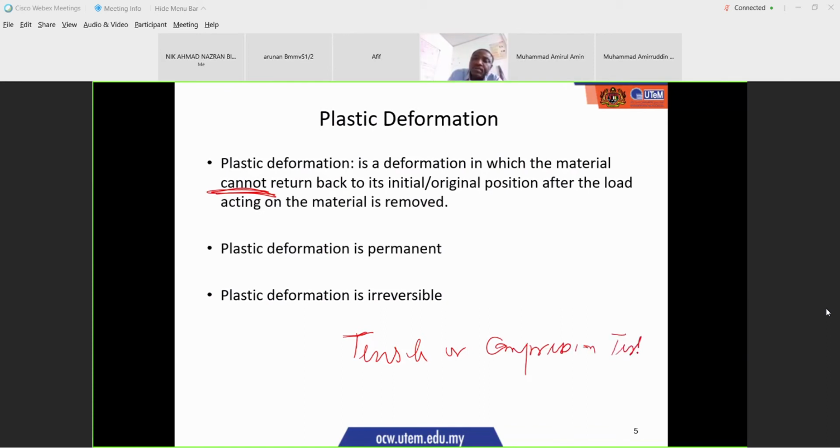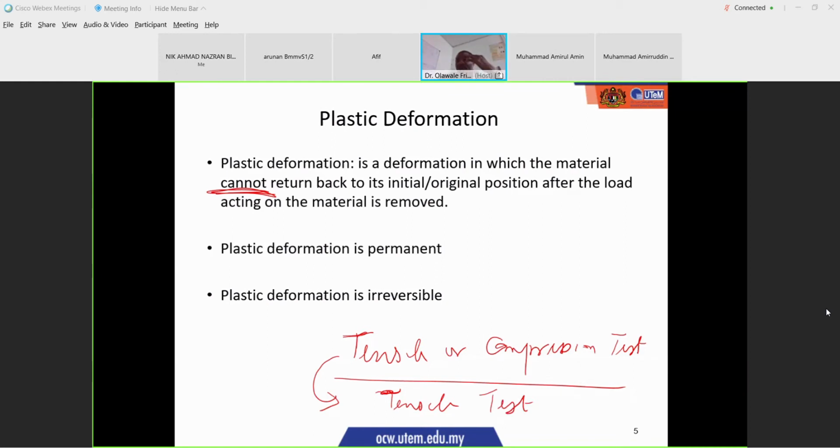Compression test. So in your class this semester, one of your labs is going to be the tensile test. And during this test, we'll be showing you some things. But I think it's good that you are learning this before the lab. So that will give you a better understanding when you are doing that lab.